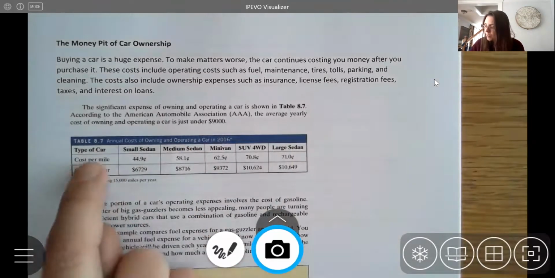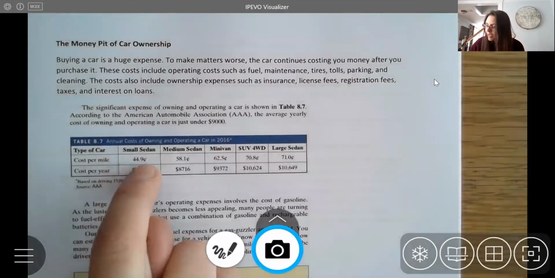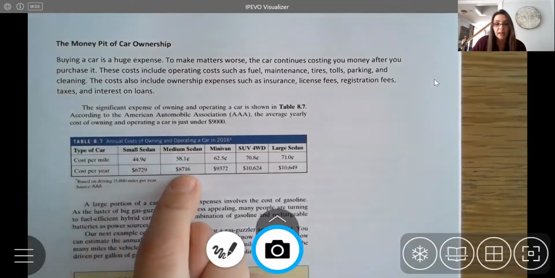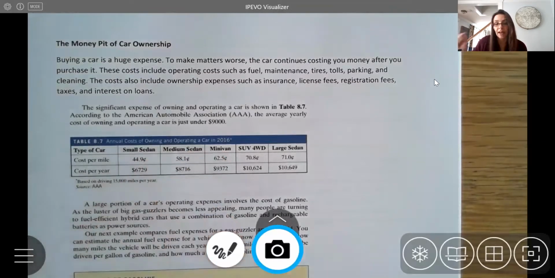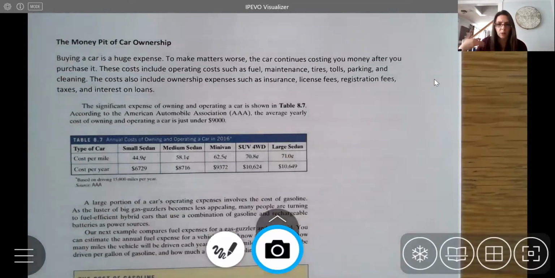They look at the cost per mileage and average your cost per year for owning the vehicle. Obviously, your cost could change depending on who you are. This is just an average. If you own a small sedan, you're probably spending around $6,700 a year. A medium sedan around $8,700, a minivan around $9,300, an SUV almost $11,000, and a large sedan again almost $11,000. They're taking into account your operating costs, the fuel costs, insurance, things like that. So it's just an estimate.